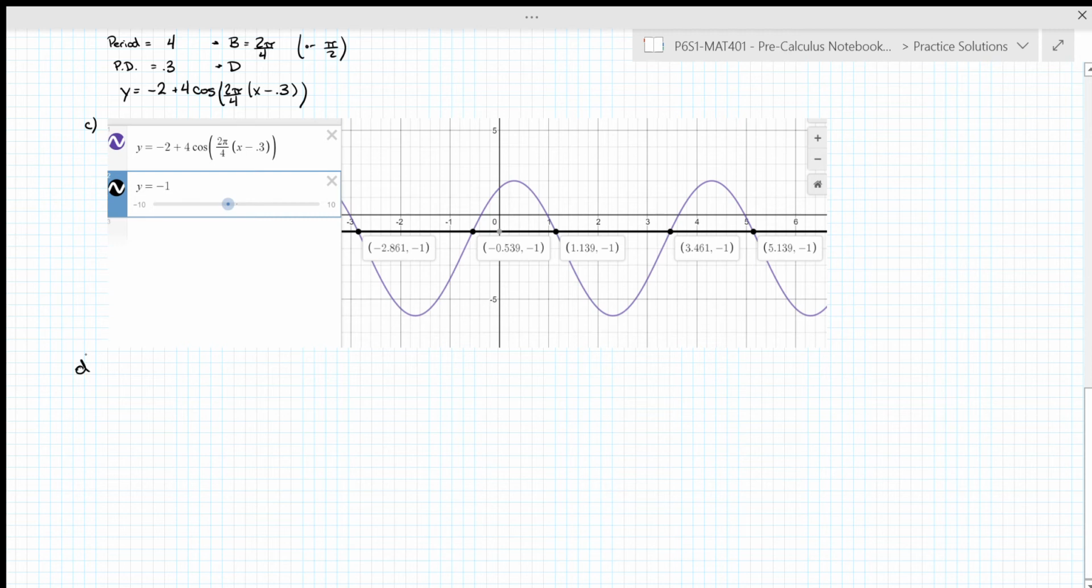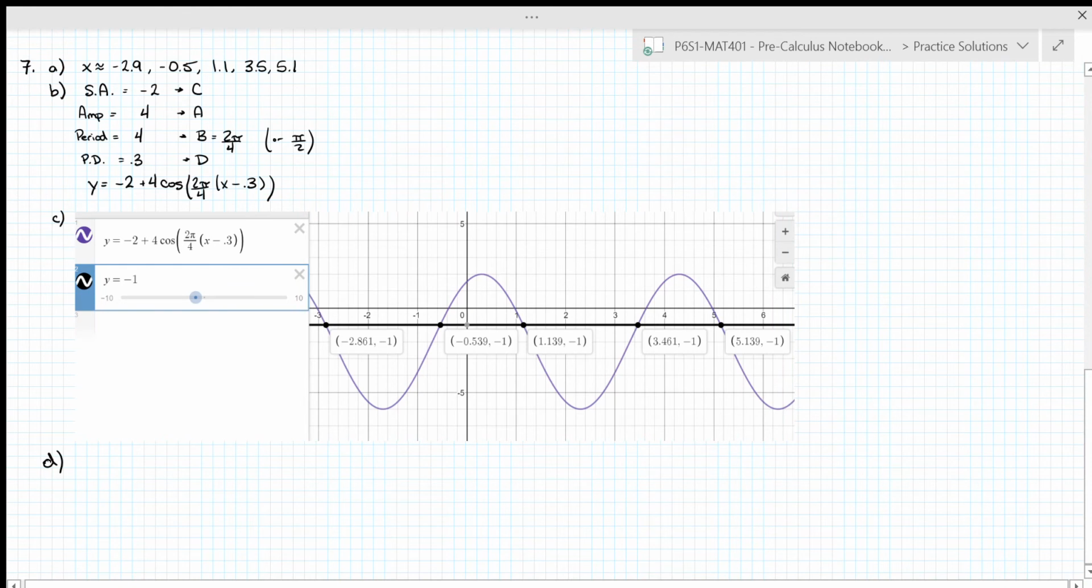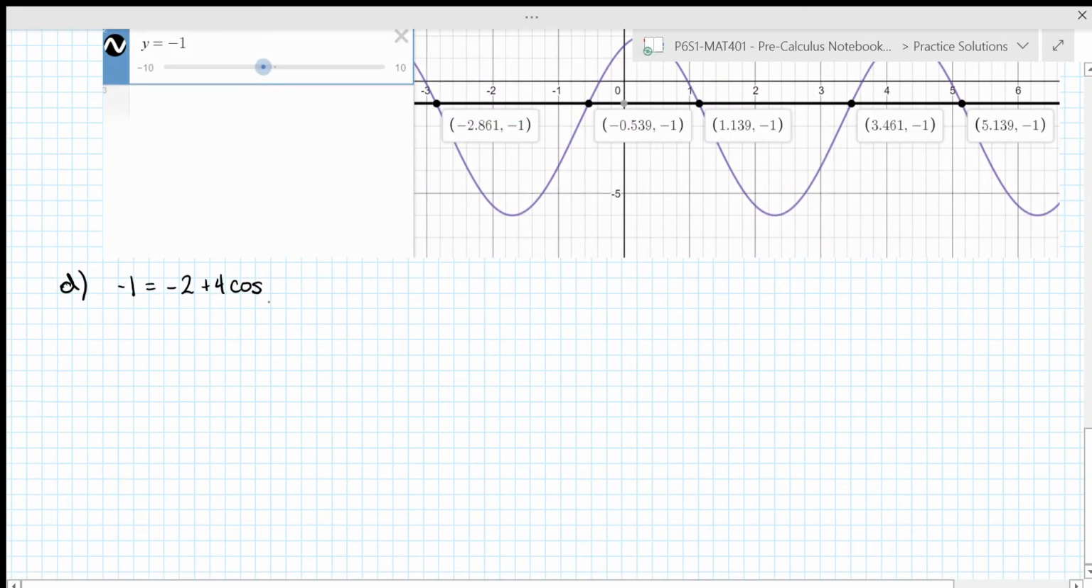All right, so I've got my particular solutions in the numerical that seem to track with what I estimated up here in my graphical solutions, and now I actually have to try to solve this. I want to know when -1 is equal to -2 plus 4 times the cosine of 2 pi over 4 times x minus 0.3.